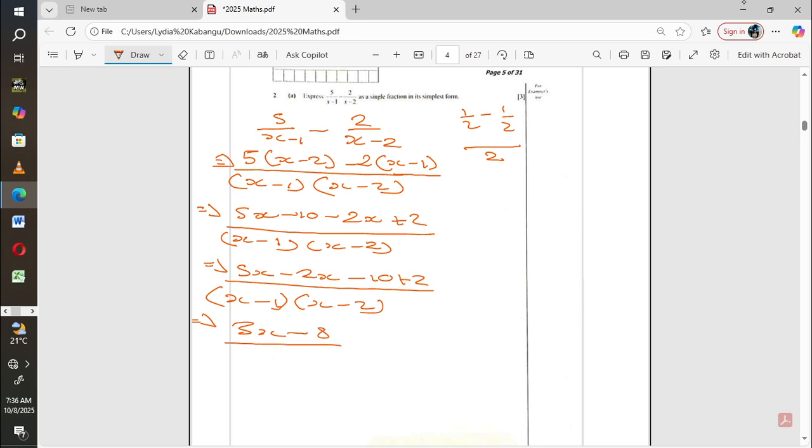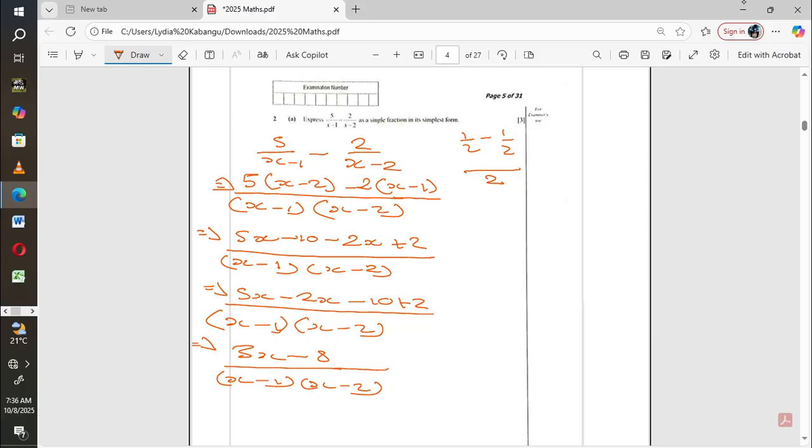Then we divide it by x minus 1, x minus 2. Okay, so this one becomes your final answer in the fraction in its simplest form. So 5 you have there. If you want, you can check, because this is 3 marks. You're not supposed to lose the marks here.